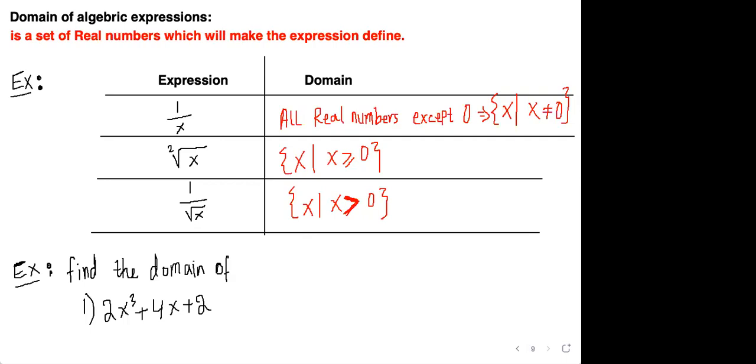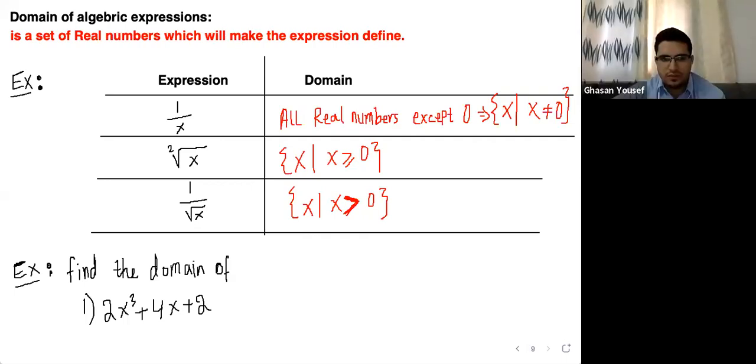Can I plug 0 instead of x? Like 2 times 0 plus 4 times 0 plus 2. Will it give me an issue or problem? Yes, you can. Nothing will happen. No problem. What about negatives? Can I plug negatives here too? Like -1, -2, -3.